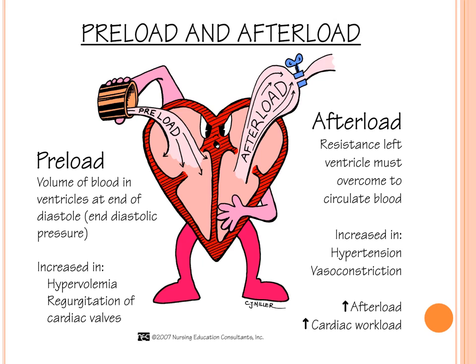So we're going to talk about preload. We're going to talk a lot about afterload, and we're probably going to mention cardiac output a million times. So I wanted to make sure that you understood. Cardiac output is stroke volume times the heart rate. Stroke volume is the amount of blood that comes out with each beat. Its normal range is 50 to 60 cc's. Cardiac output is the amount of blood that is pumped out of the heart in a minute, and it is normally between 4 to 8 liters of blood.